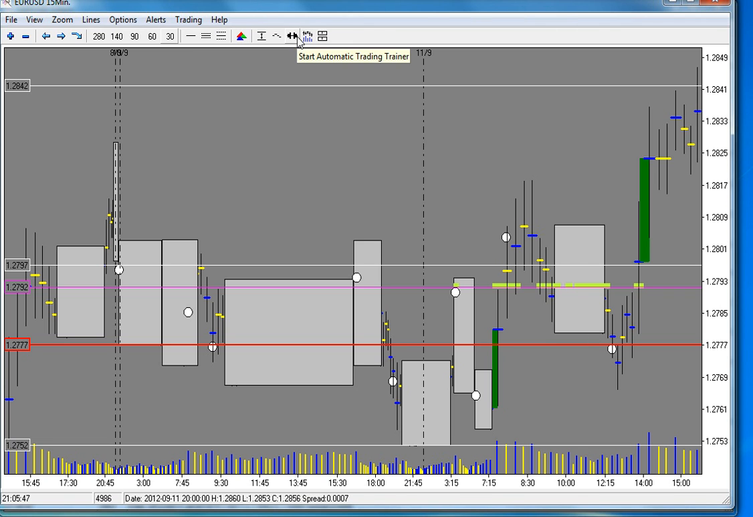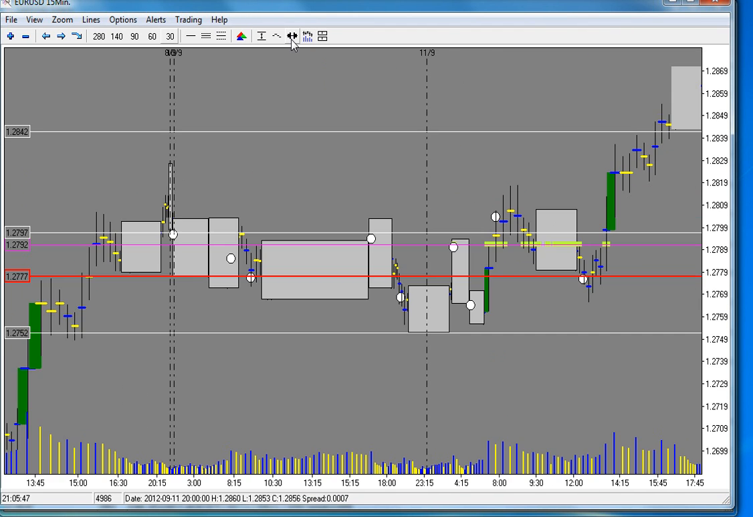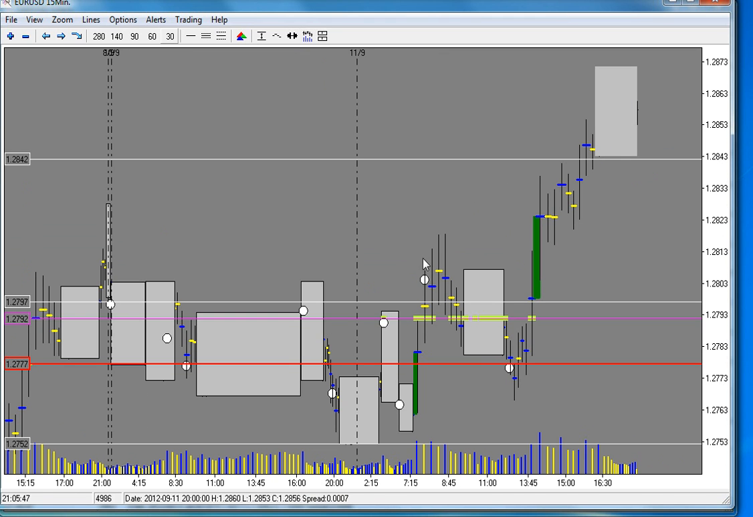I think I did continue on a little bit further as well. From here, yeah, it's gone back up and back into accumulation now. So we'll see where it sets up for tomorrow. But that's about it.